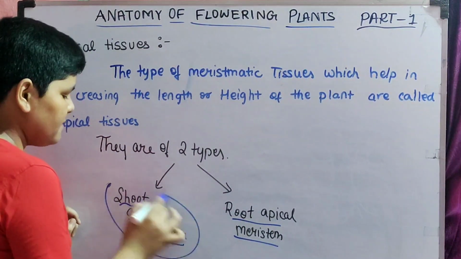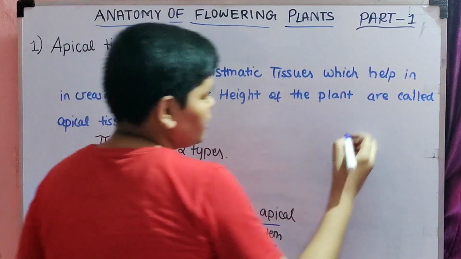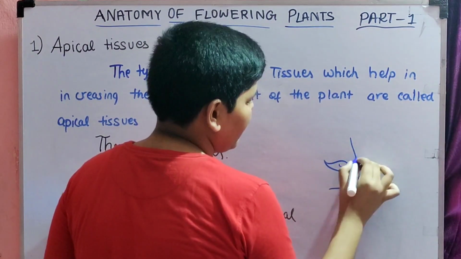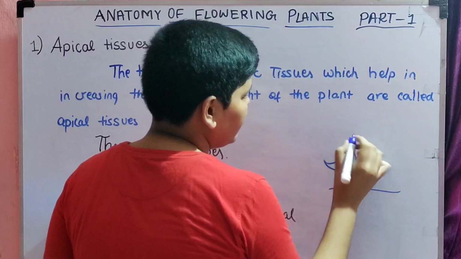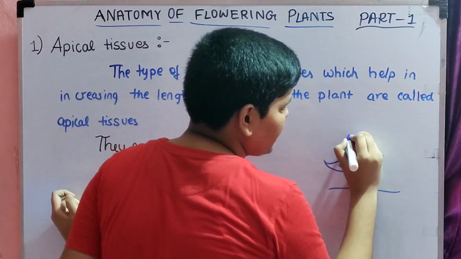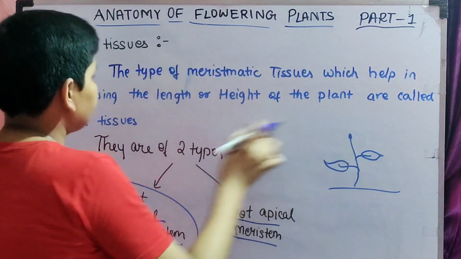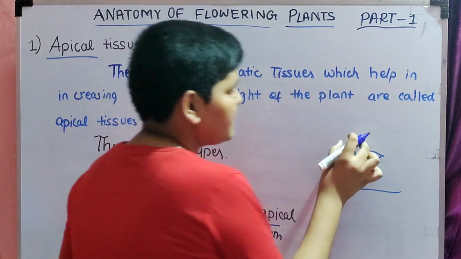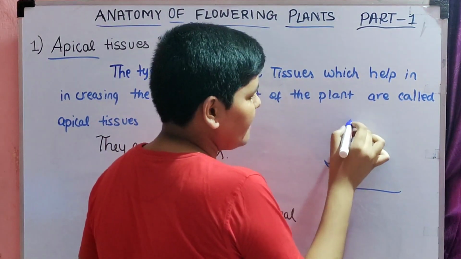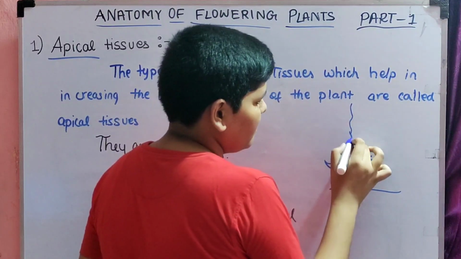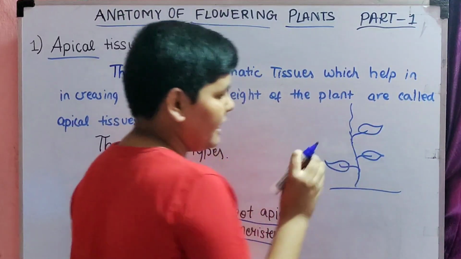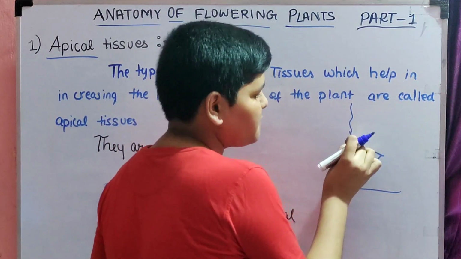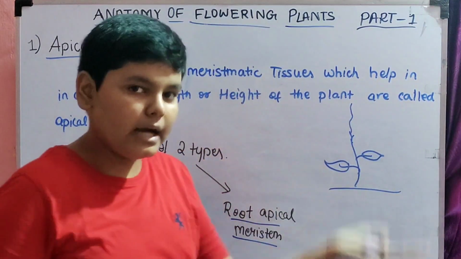Shoot apical meristems are present in the shoot region. So for example, if there is a plant, the shoot apical meristem will be present on the tip, because apical means on the tip, on the top. So it is present over here. Slowly it keeps on growing like this. And then from here there are some lateral ones. The main shoot apical meristem keeps on going further. It keeps on going up.